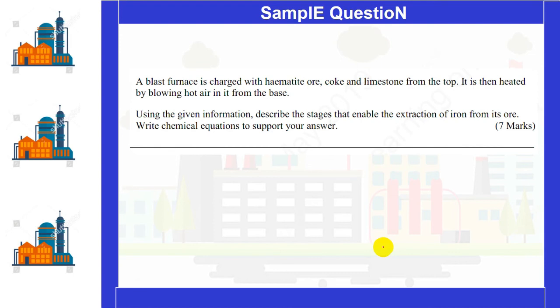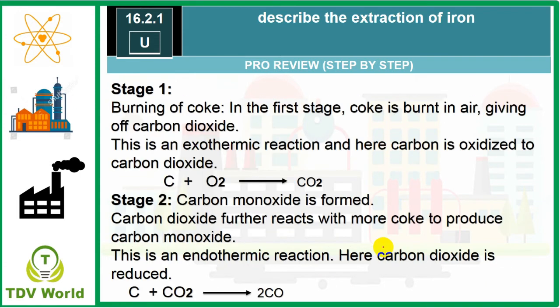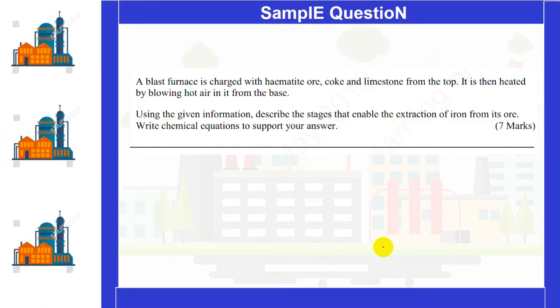Very simple. Whatever steps we have discussed, these steps, right? If you write these steps with their chemical reactions, you will get 7 out of 7.